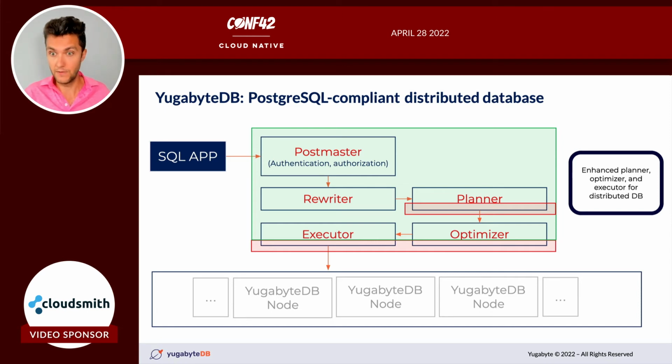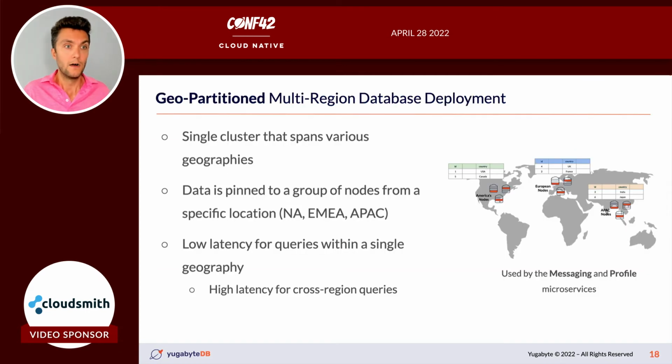So for instance, we enhance the planner, executor, and optimizer so that whenever you execute your SQL queries across a geo-distributed cluster, the planner and optimizer can come up with the best execution plan, and the executor can send this execution plan to your distributed cluster properly. Okay, so to repeat, our geo-distributed messenger will spread across multiple regions.